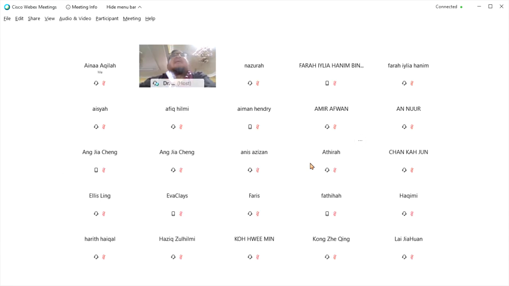Okey, sekarang kita tengok material yang parallel.